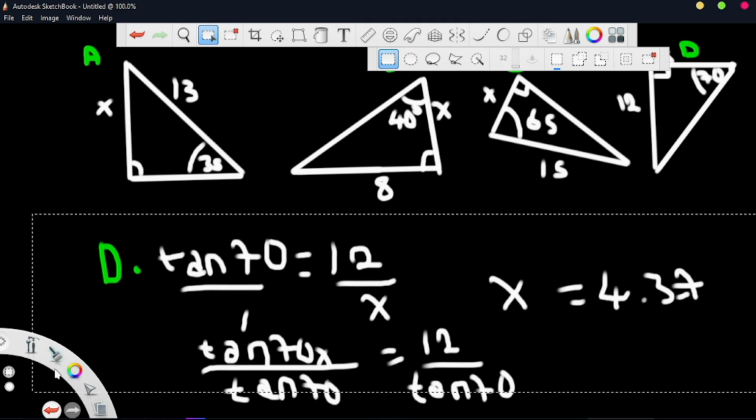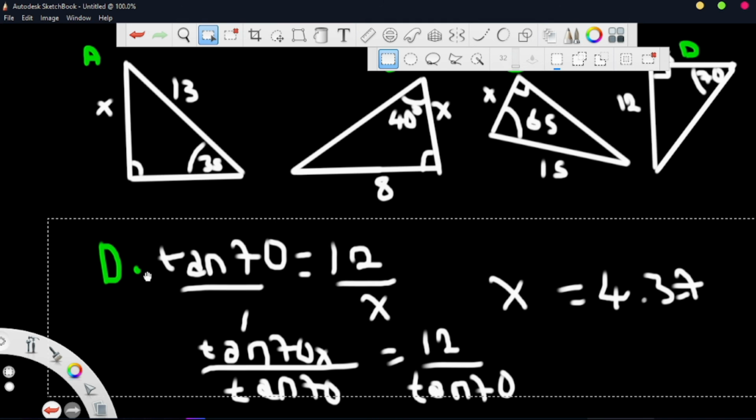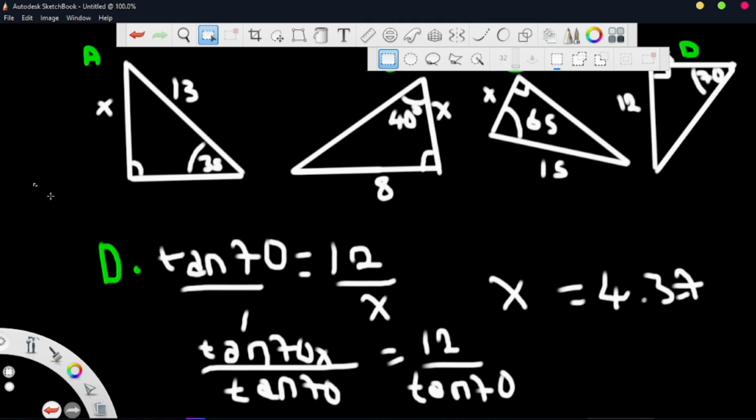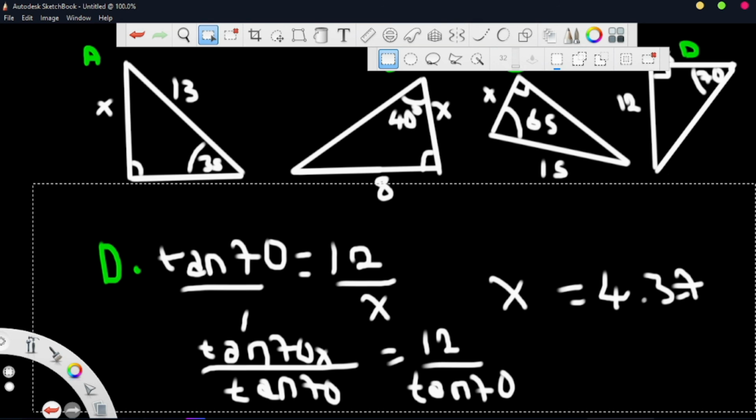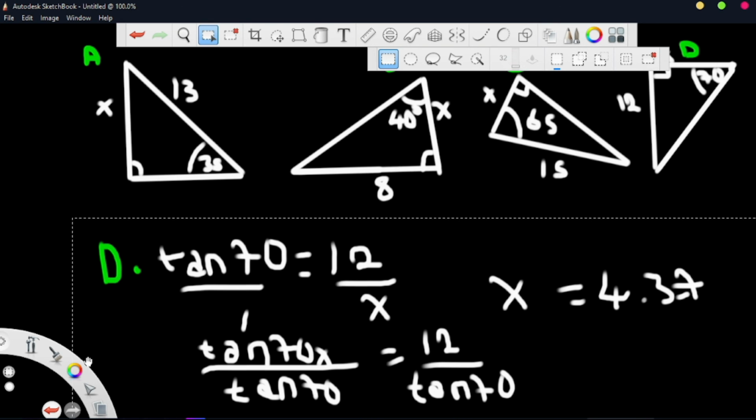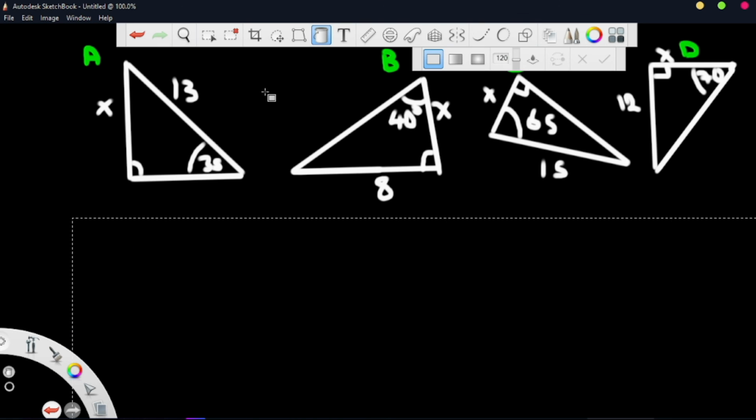So this is how we basically go over the trigonometrical ratios in terms of solving right angled triangle questions.